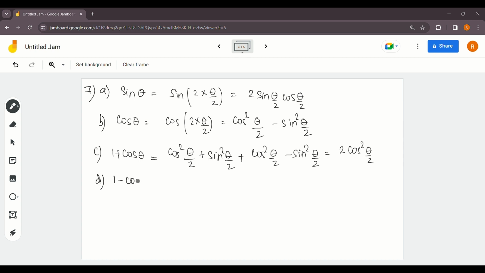And last thing is 1 minus cos theta. So 1, just like the previous case, I am writing cos square theta by 2 plus sin square theta by 2. Minus is there, so the bracket manipulation has to be done carefully. Taking the brackets into account, you get minus cos square theta by 2 plus sin square theta by 2. So now cos square and cos square cancel out, so you get 2 sin square theta by 2.